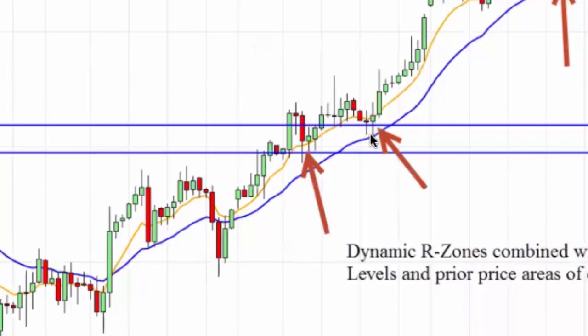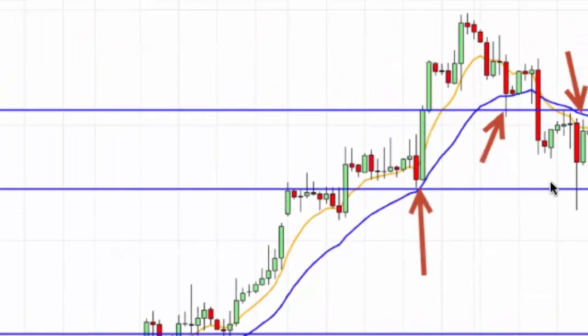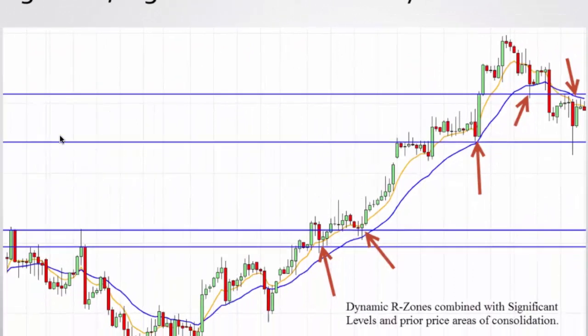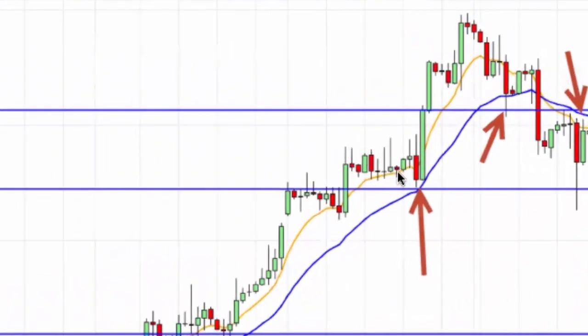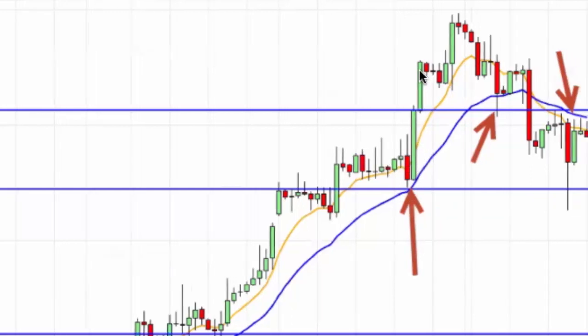We move down, we break through the resistance, but the dynamic R zone is in the way to provide an extra little lift. And here's the move. We've got another significant level defined by price action off to the left of this chart that's not present. We get a move into the dynamic R zone, and the low of this candle touches the significant level at the same time it's entering the R zone. And then look at this run up.